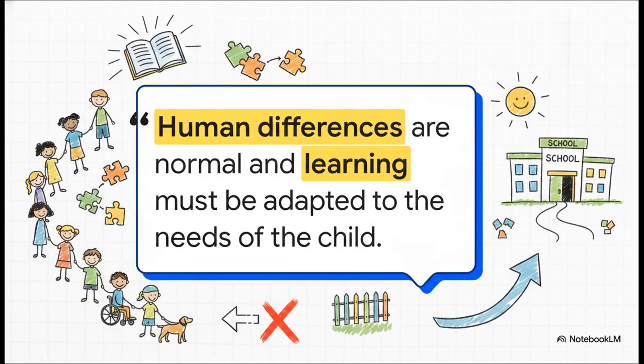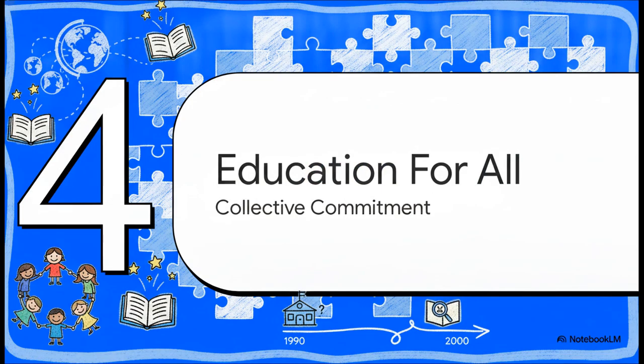Article 4 of the Salamanca Statement triggered this massive global shift with a very simple yet profound concept: human differences are normal. That's it. That idea moved the world away from segregated special education being the default toward the concept of the fully inclusive neighborhood school as the absolute standard for a respectful, people-oriented society. That leads right into Section 4, Education for All, a global collective commitment.